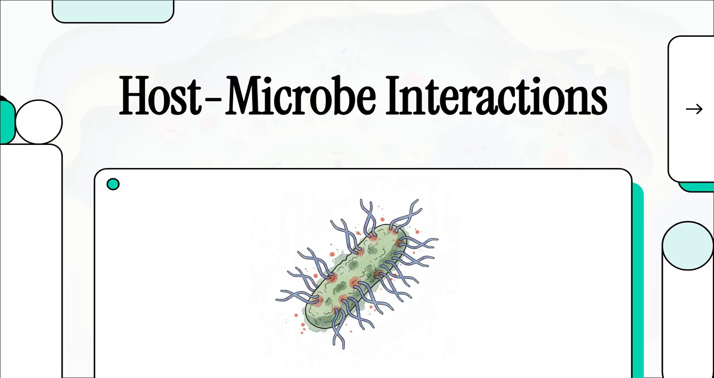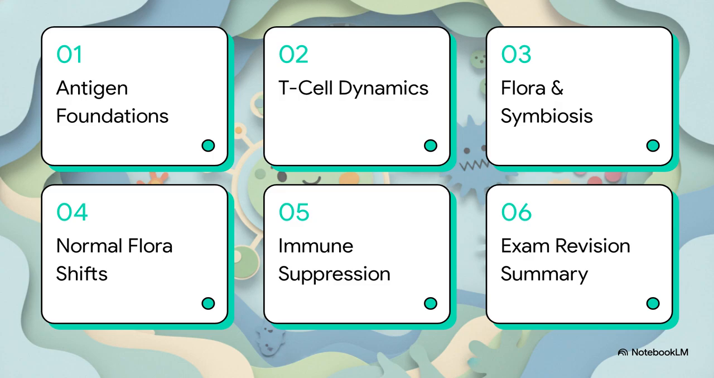We are bridging the gap between basic immunology and clinical pathology to get you ready for the wards and, of course, the boards. Here is our roadmap for today's clinical lecture. We're moving fast through antigen foundations, T-cell dynamics, flora and symbiosis, normal flora shifts, pathogen immune suppression, and wrapping it all up with a quick exam revision summary.